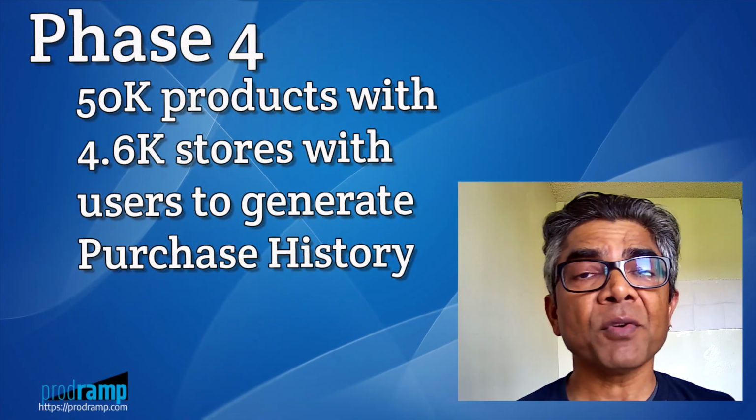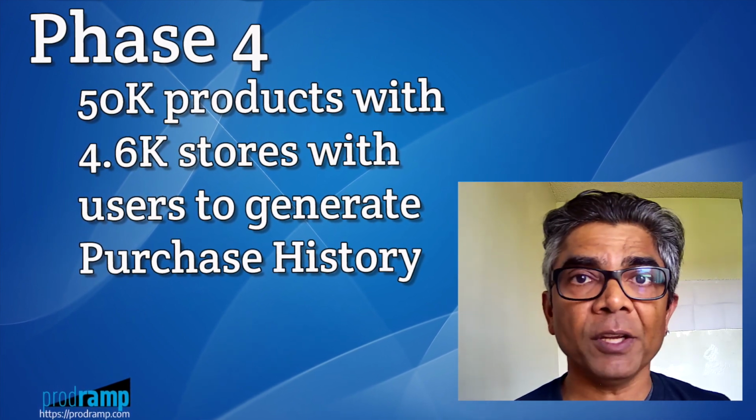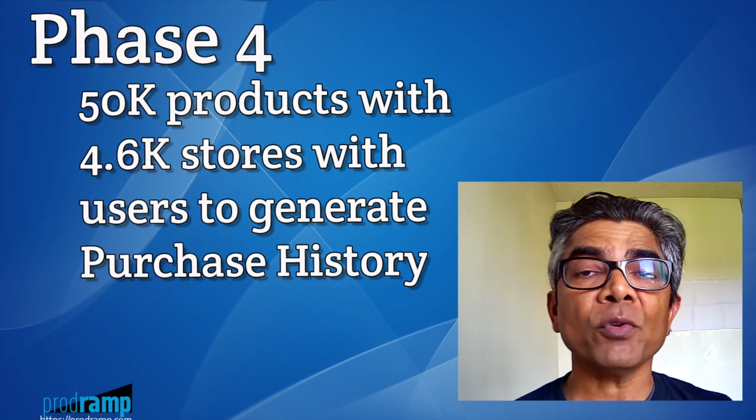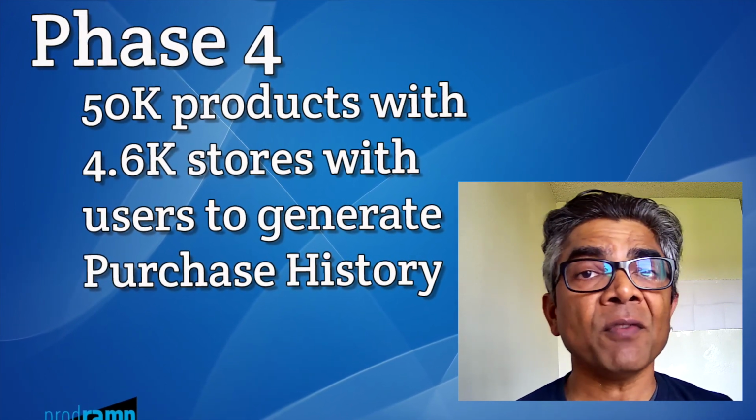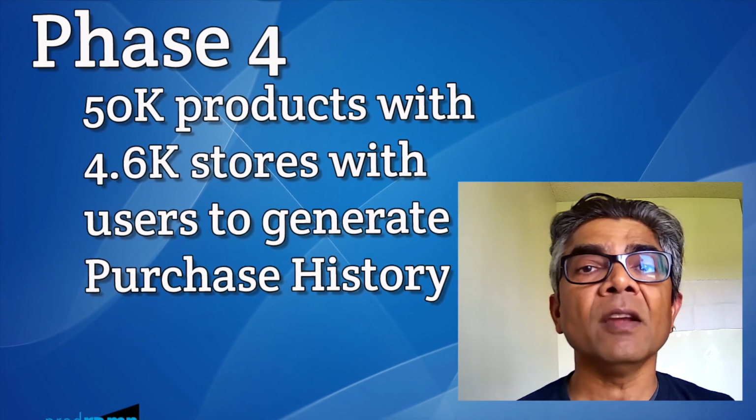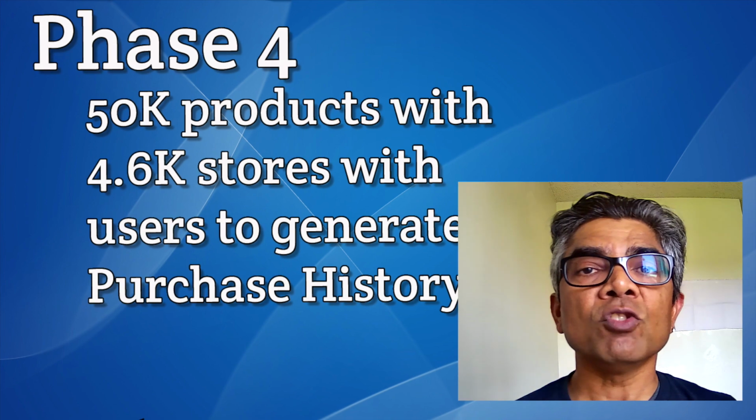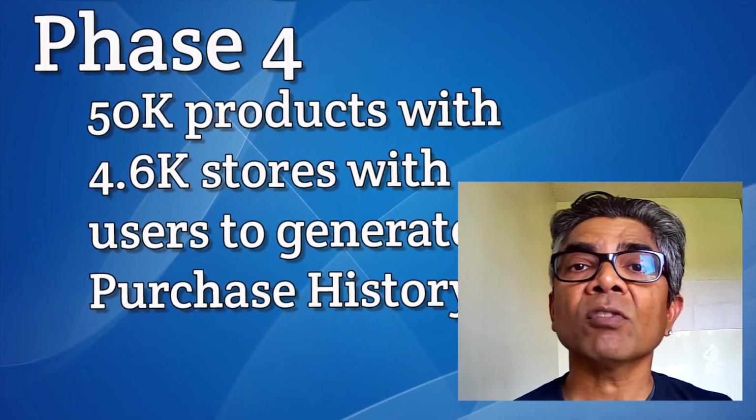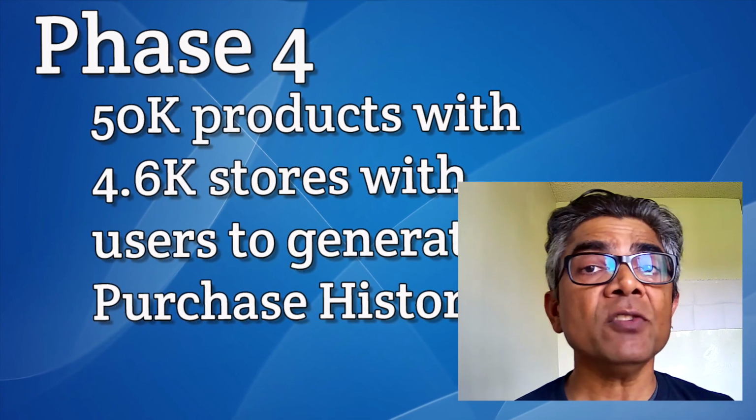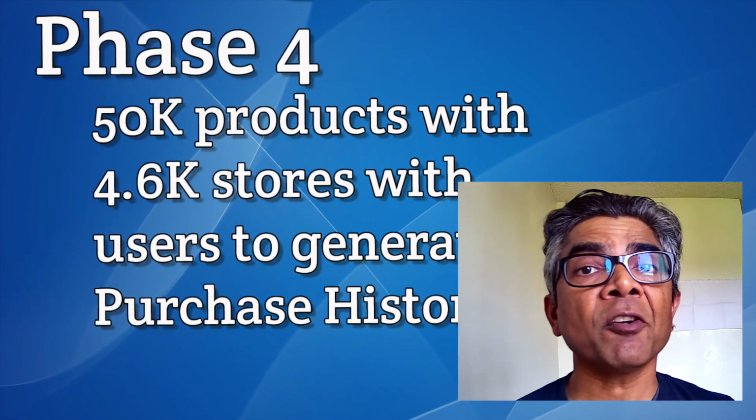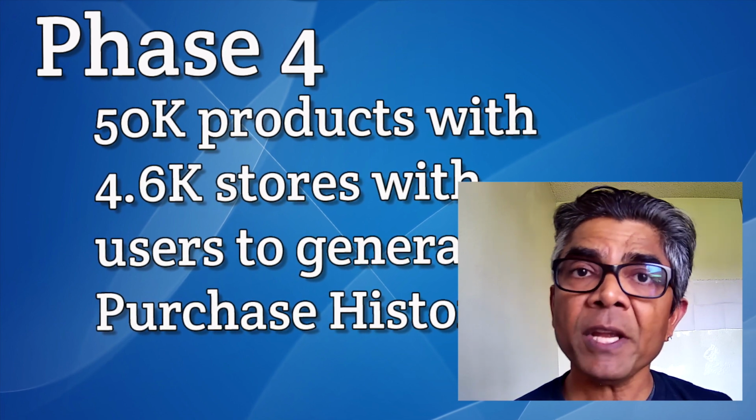In phase number 4, we are generating our actual purchase history. We are using almost 50,000 of these products, including the 4,500 of these stores, and using the synthetic user data, we generate n years of purchase history based on month. These user profiles are scattered all across the United States, including the Puerto Rico territory.